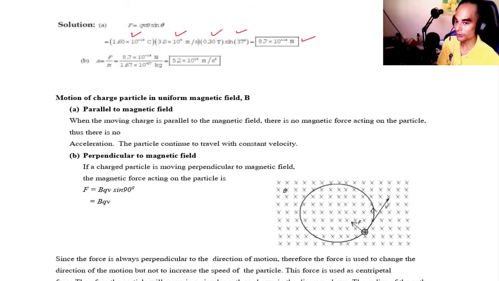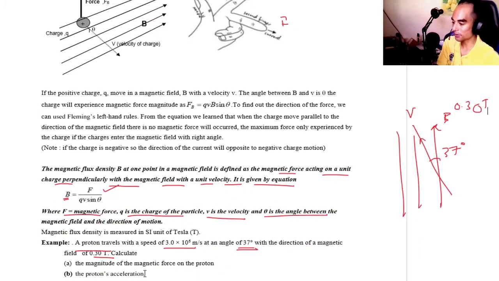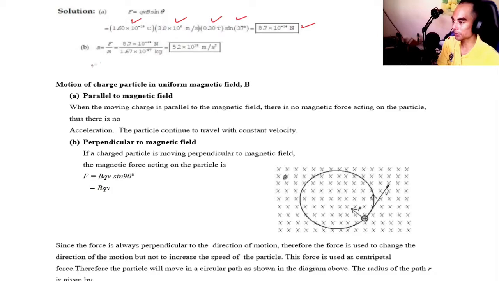The second question is asking how much the proton acceleration is. The proton acceleration you can get from a equals F over m. F is the force of the magnetic field, divided by the mass of the proton. So it is 5.2 times 10 to the power 12 meters per second squared. Okay.